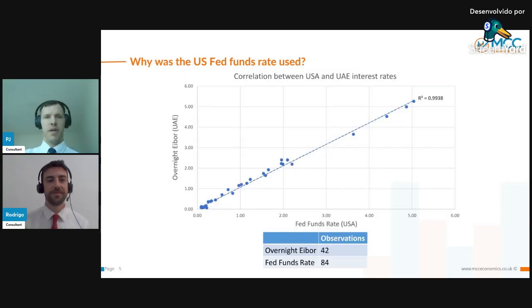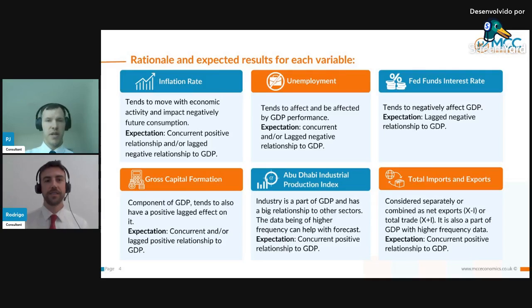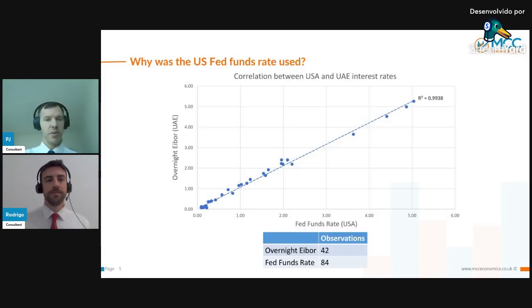Yep. And then we mentioned the interest rate being the Fed's fund rate, which is the American one. And then on this slide, number 5, you're going to tell us a bit about why that's the case. Yeah. So of course, when we estimate a model, especially a forecasting model, we want to have as much data as possible, as many observations as possible, so that we can establish the relationships that are as close to the truth as possible. So we favor variables with more observations over variables with fewer observations.